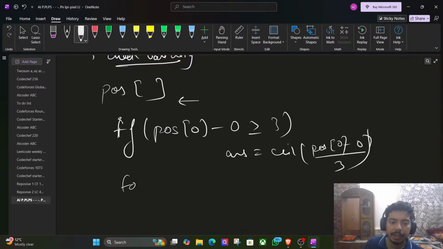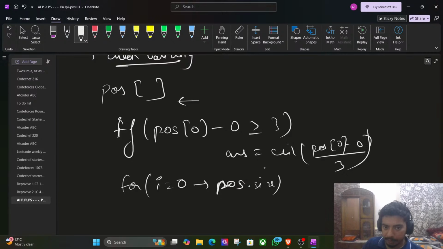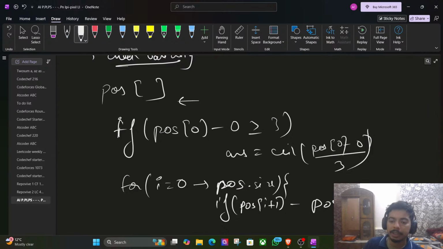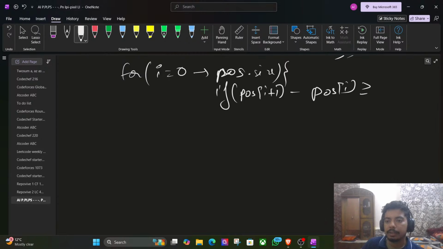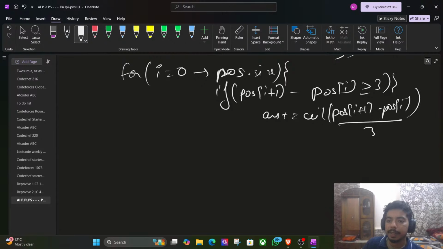Then you iterate from i equals 0 to position.size. Do the same thing, check validity first. If position i plus 1 minus position i is greater than or equal to 3, then update your answer with ceil value of (position i plus 1 minus position i) divided by 3.